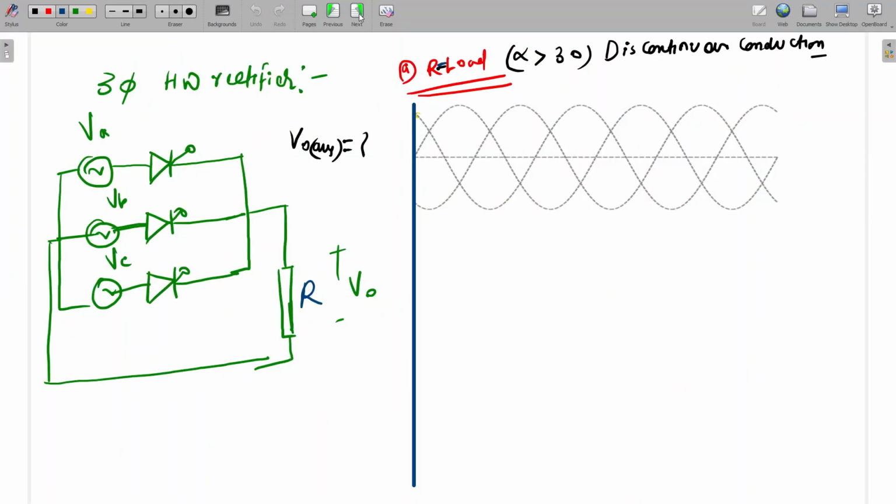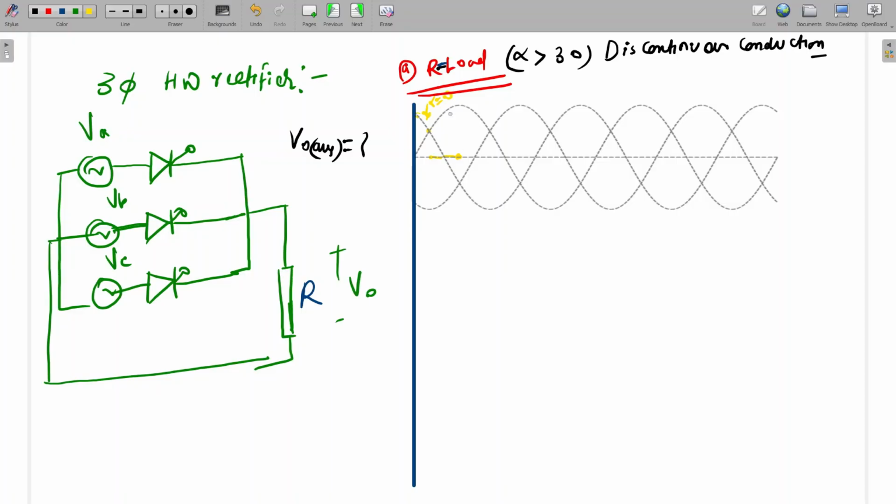So this is alpha greater than 30. If alpha is greater than 30, what will happen? That we are going to analyze. So let's say 30 is here. What will be the angle at this point? 90, sir. And for alpha it will be 60 here. This is alpha equal to 0. What will be the value of alpha here? This is 30 and this is 30, so it will be 60 degree. Alpha will be 60 degree here.